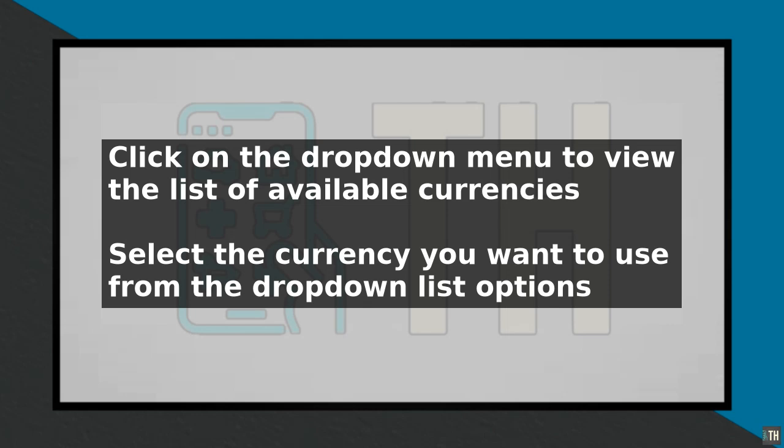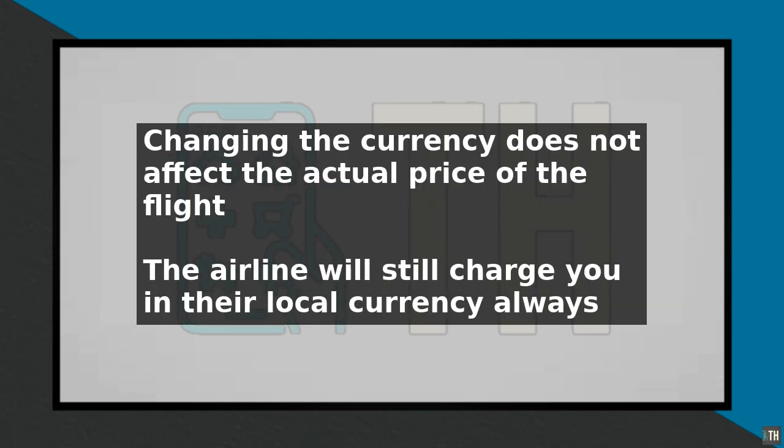Select the currency you want to use from the drop-down list. As soon as you select a new currency, the prices of all the flights on the page will be updated to reflect the new currency. You can now browse through the available flights and see the prices in your chosen currency.